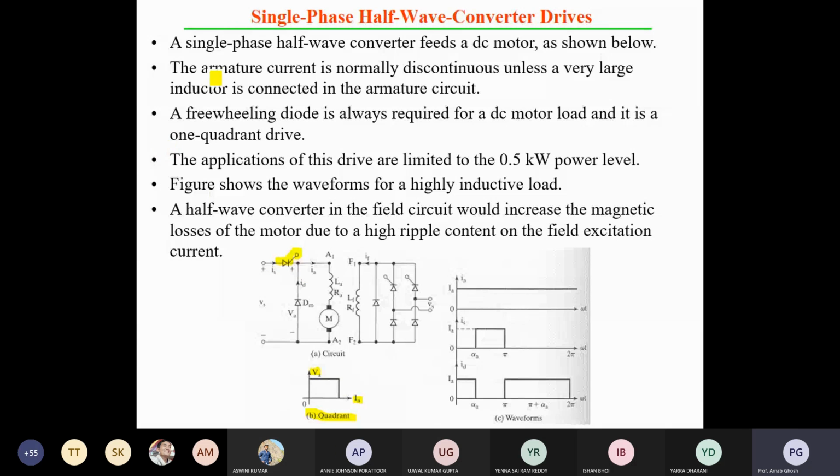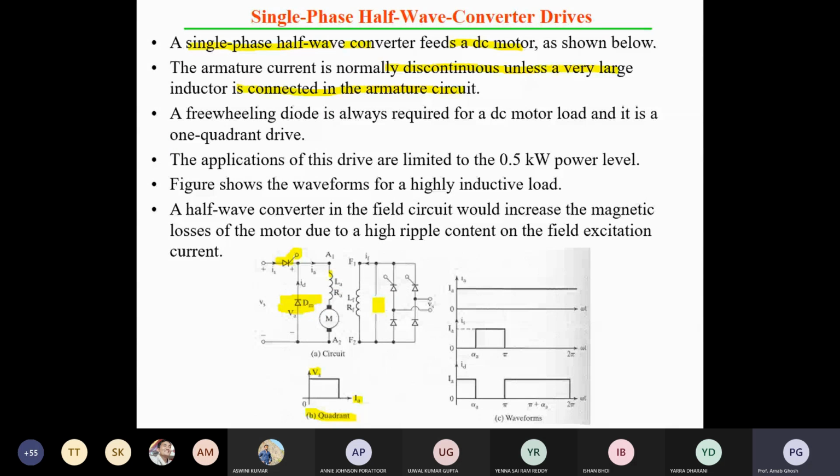So what we need to see is that a single phase half wave converter feeds a DC motor. As shown below, the armature current is normally discontinuous unless a very large inductor is connected in the armature circuit. So that's why one additional element is required: an additional diode for the freewheeling purpose.